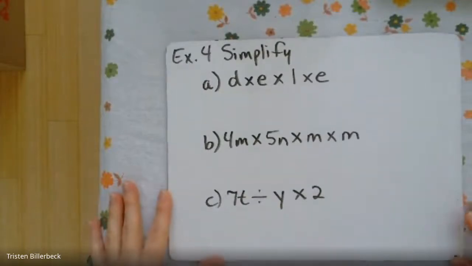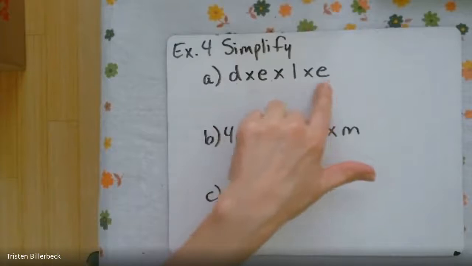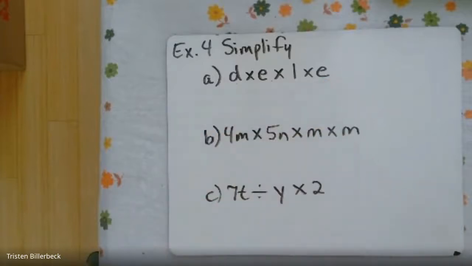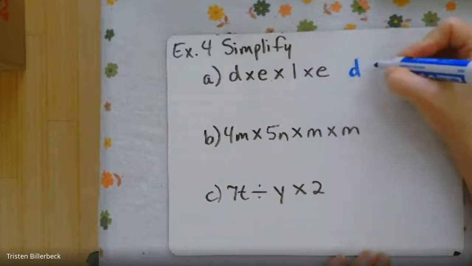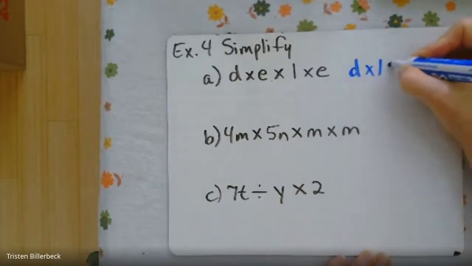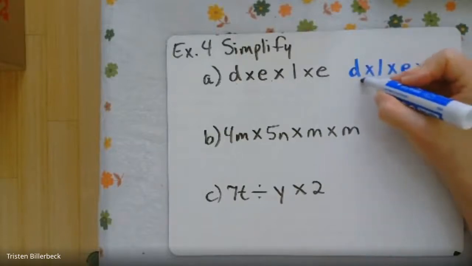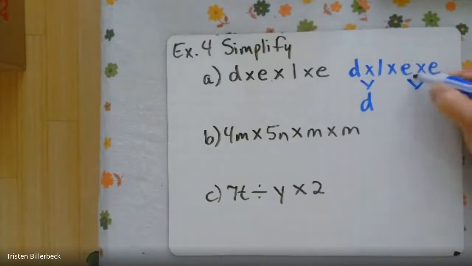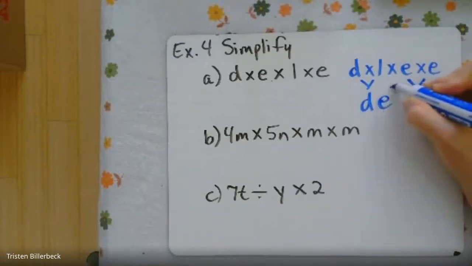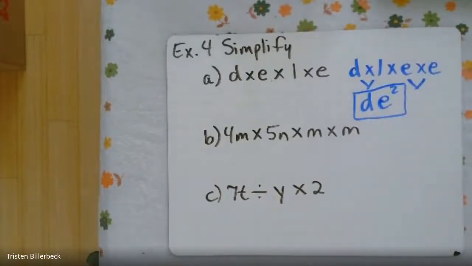So let's look at this. So we have simplify. So we see we have 2 e's. So let's rearrange this. So this is going to equal d times 1 times e times e. Okay, well, d times 1 is just d, and e times e is e squared. So that's how we would simplify it.